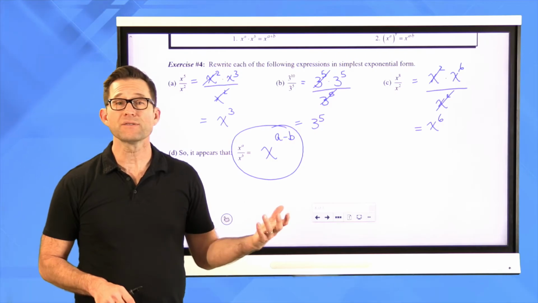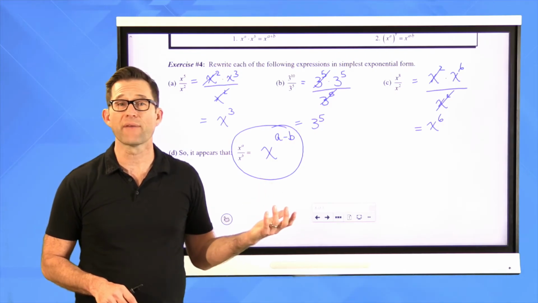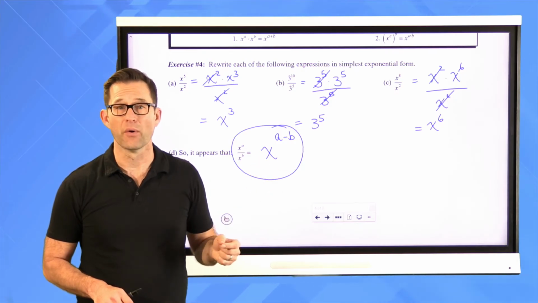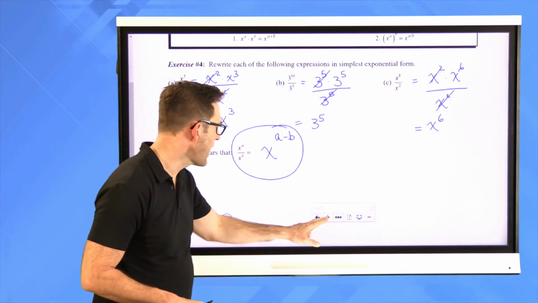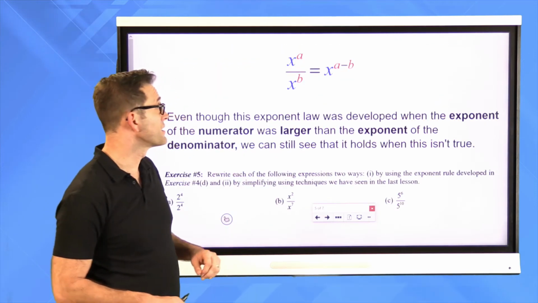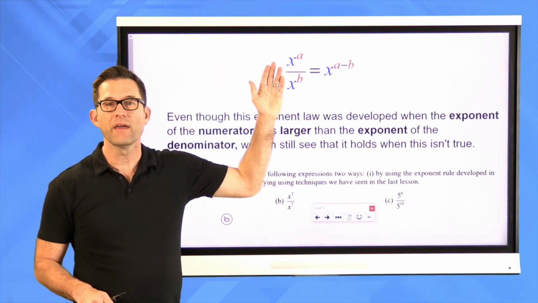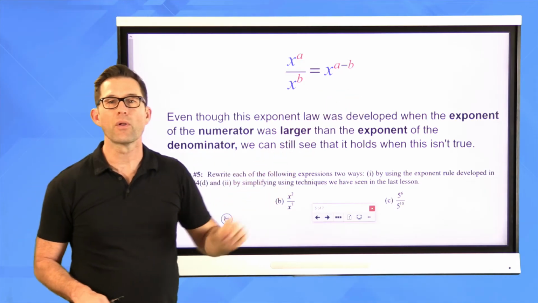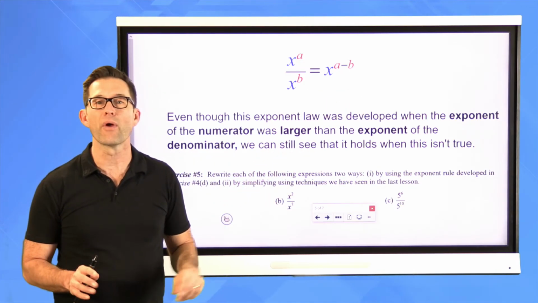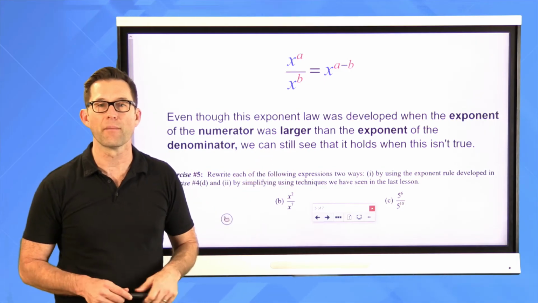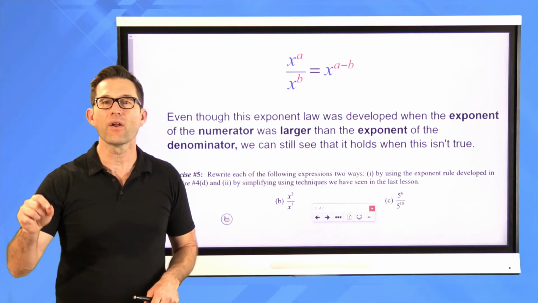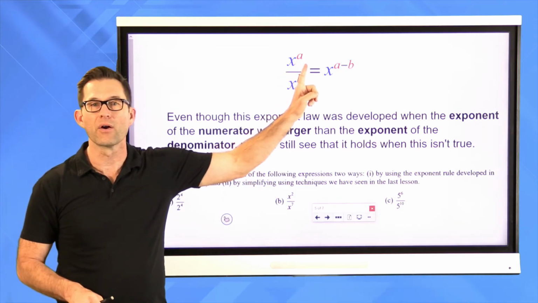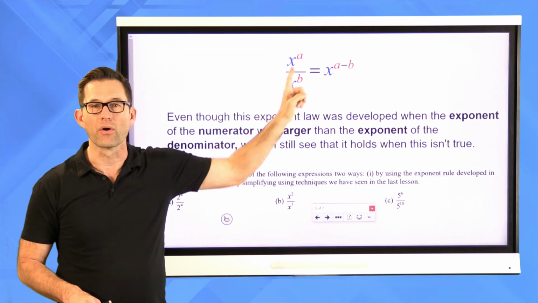Now you might ask yourself, what in the world does this have to do with negative exponents or a zero exponent? Well, let's see how that plays out in the next problem. So x to the a divided by x to the b is x to the a minus b. Even though this exponent law was developed when the exponent of the numerator was larger than the exponent of the denominator, we can still see that it holds when this isn't true. In other words, when the power up here is smaller than the power down here.